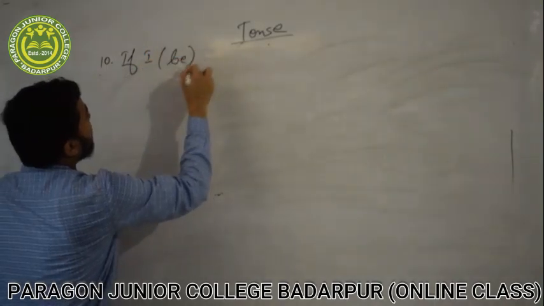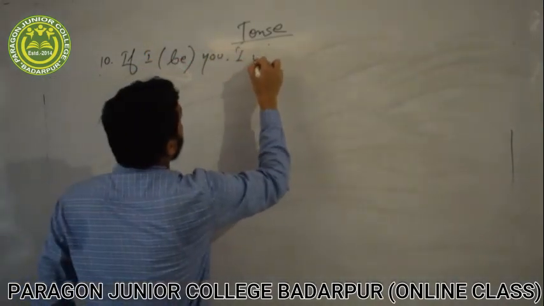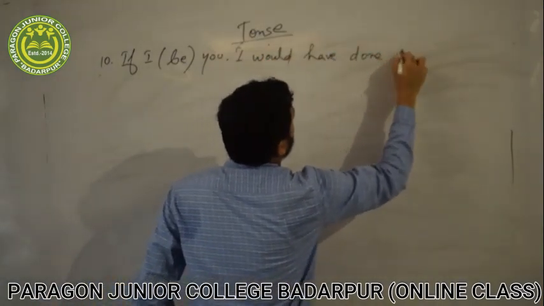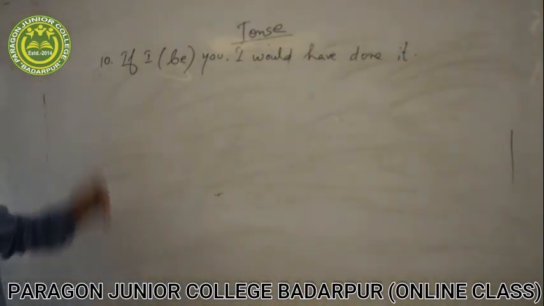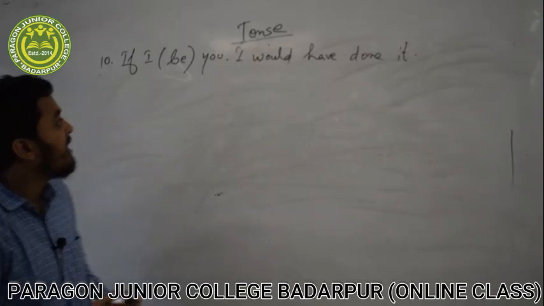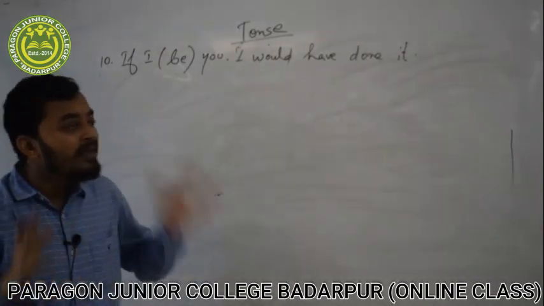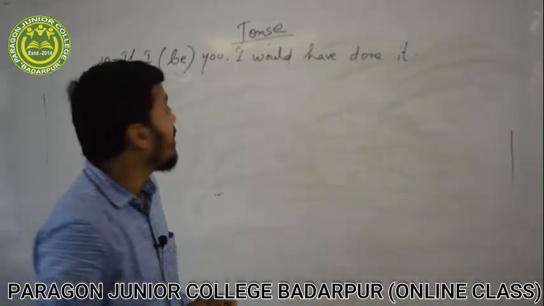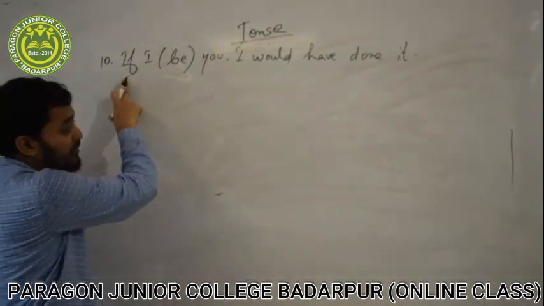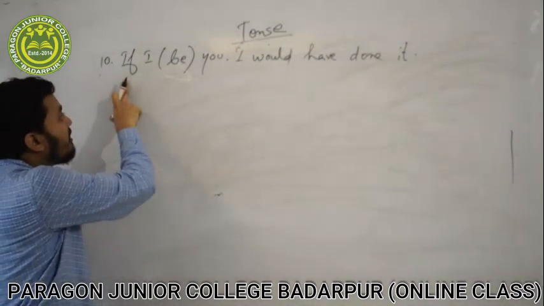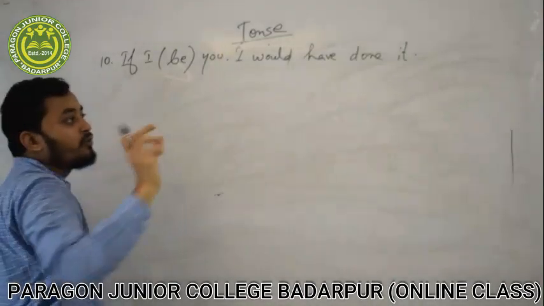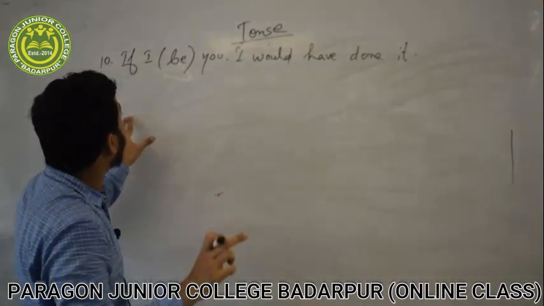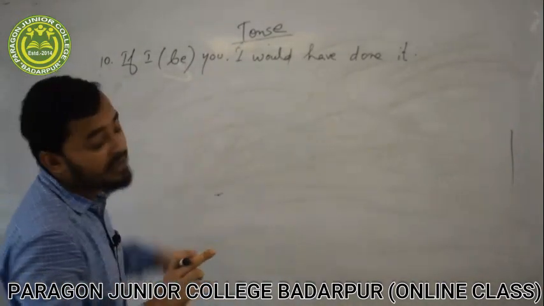If I be you, I would have done it. All right, this is the sentence. So first of all, we have to see whether the sentence is conditional or not. What is the other name of conditional sentence? If pattern. See, if starts with if. One part of the sentence starting with if is called if pattern or conditional sentence. The sentence will have two parts. One of the parts will start with if. So this sentence is called conditional sentence.